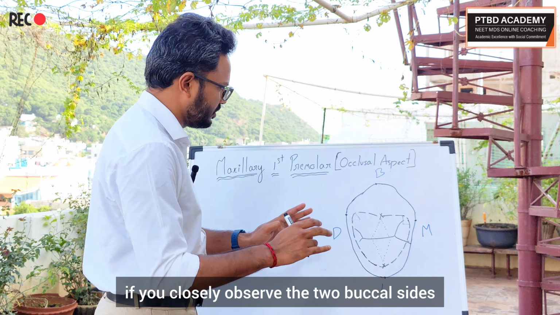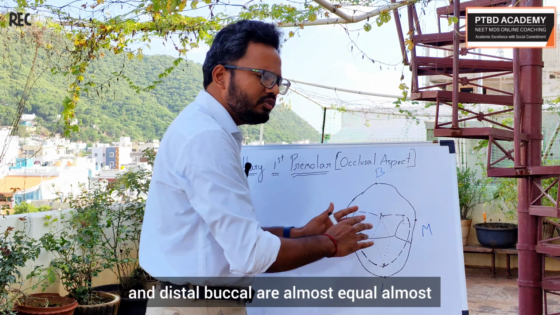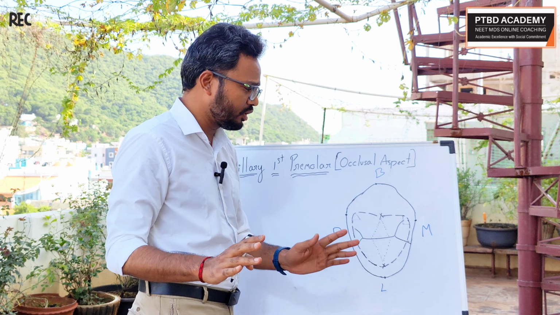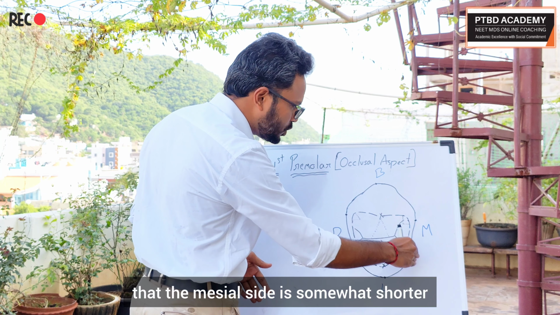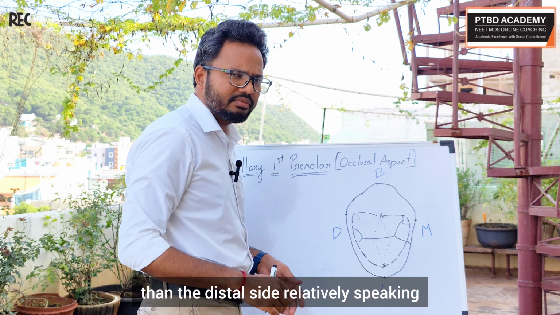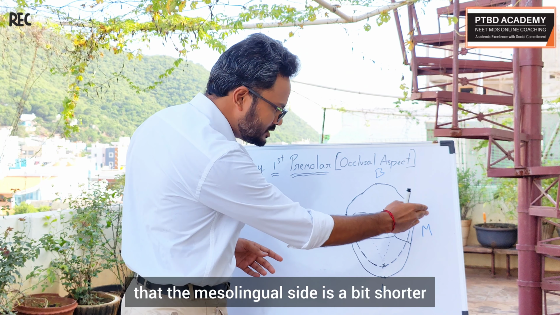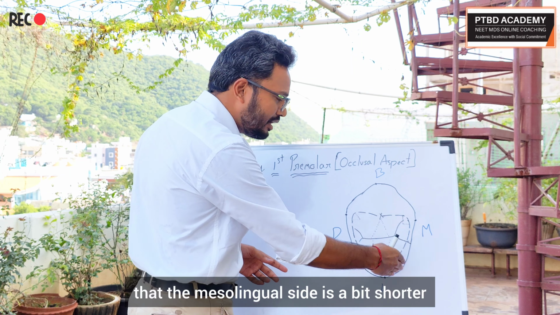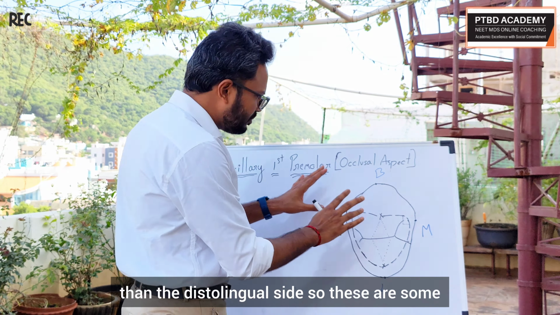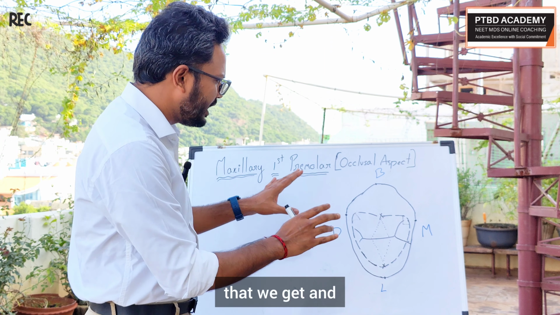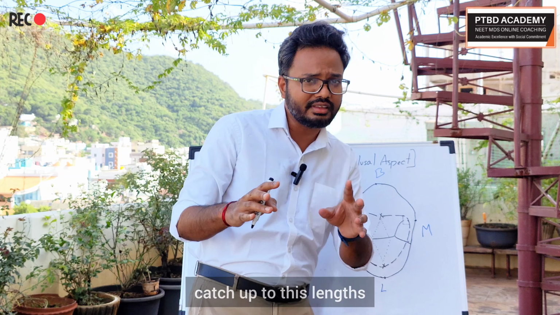However, if you closely observe, the two buccal sides, that is the mesiobuccal and distobuccal, are almost equal, if not exactly. And also you can see that the mesial side is somewhat shorter than the distal side, relatively speaking. And also the mesiolingual side is a bit shorter than the distolingual side. So these are some of the initial impressions that we get. And if you observe deeply, you can even catch up to these lengths and sizes.